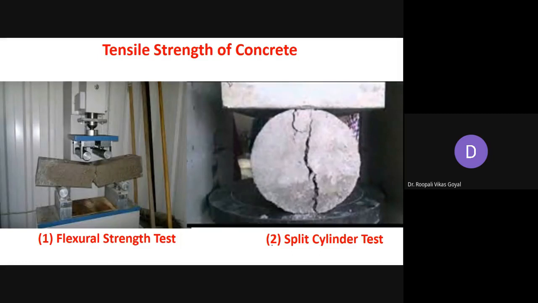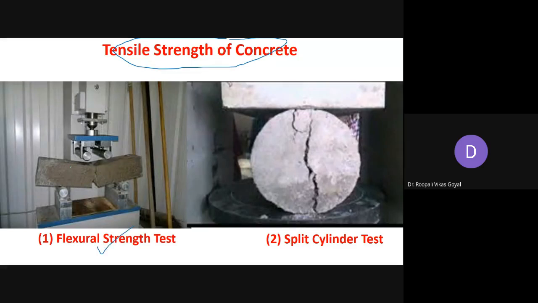So today we are going to discuss the tensile strength of concrete. If you want to find out the tensile strength of concrete in the laboratory, how do you proceed? Basically, there are two tests that we conduct to find out the tensile strength of concrete. It is not direct tension that we are applying; it is indirect tension. So first is flexural strength.